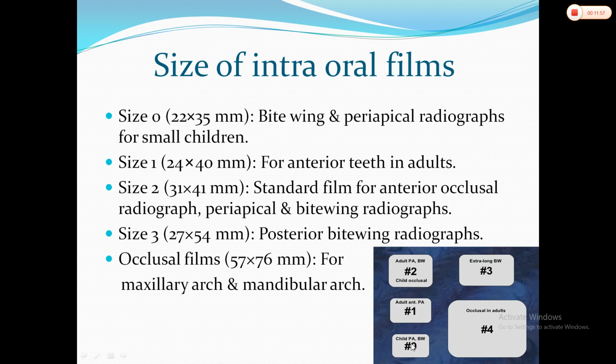X-ray films are available in different sizes, size 0, size 1, 2, 3 and 4. Size 0 is the smallest film used in very young children. Size 1 is used for anterior teeth in adults. Size 2 is the standard film used in adults. Size 3 for posterior bite wing radiographs. And size 4 is the largest intraoral film, which is used for occlusal radiographs.